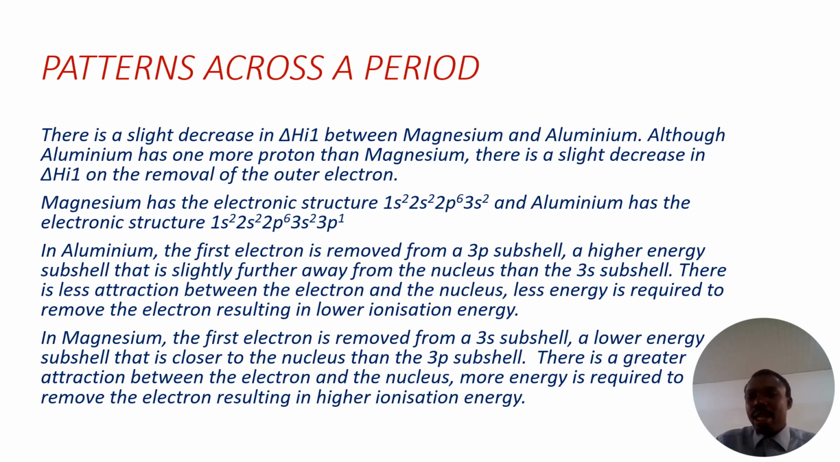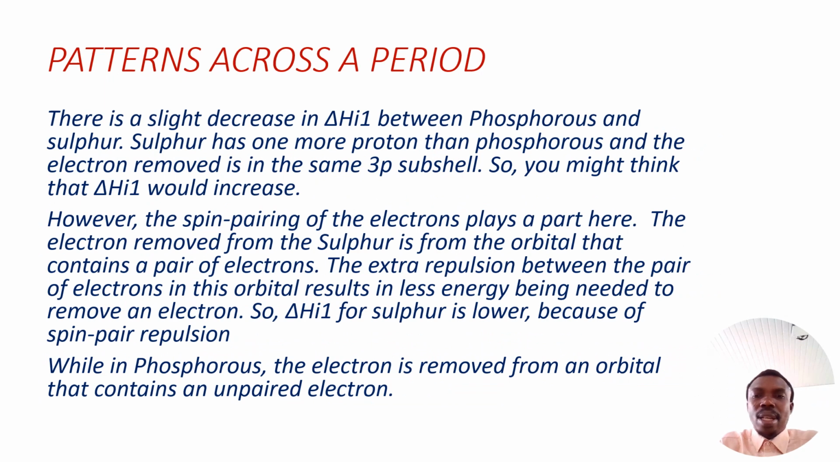In period 2, you have a drop between beryllium and boron, and the same explanation applies to magnesium and aluminium in period 3. So going across period 3, the first ionization energy of sulfur is lower than that of phosphorus. That means there's a deviation from the trend between phosphorus and sulfur. There's a drop in ionization energy as you go across period 3 elements.